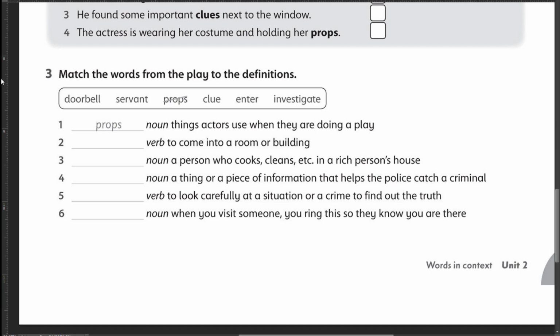So what do you think is the best answer? We have enter. Okay, and then we are going to write that down over here. When you come into a room or a building, you are entering a room or a building. Number 3, it is a noun, a person who cooks, cleans, etc. in a rich person's house. It is also the person that serves the masters. The masters are the rich people. So what do you think is the best answer? We have servant.